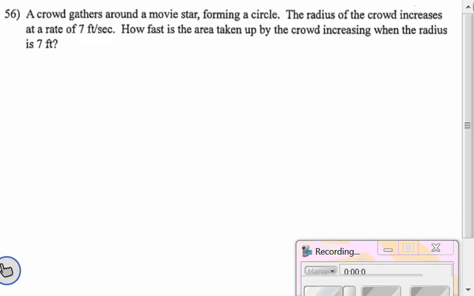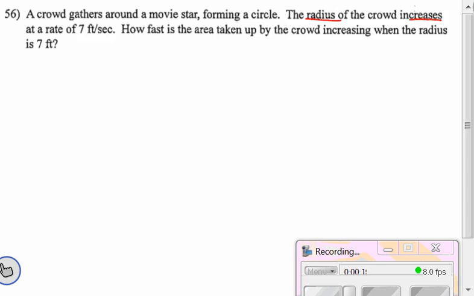It's a related rates problem. Problem number 56. A crowd gathers around a movie star, forming a circle. The radius of the crowd increases at a rate of 7 feet per second. So this is circular. And the first thing I'm noticing as I'm reading it is I'm trying to identify any of the givens or anything we're trying to find.